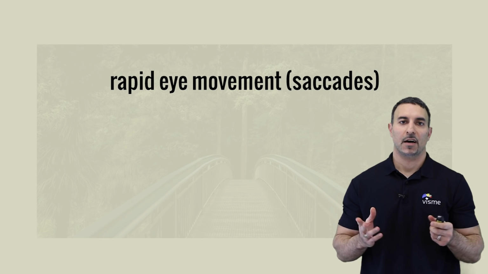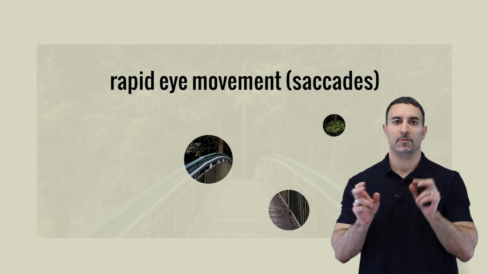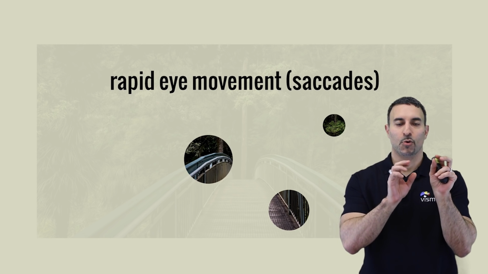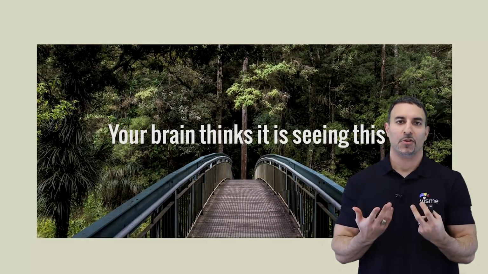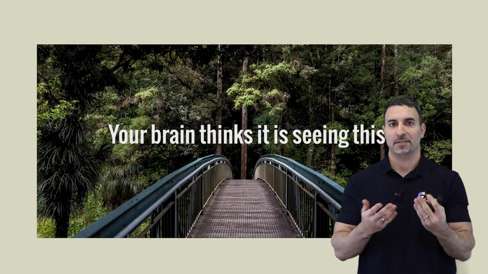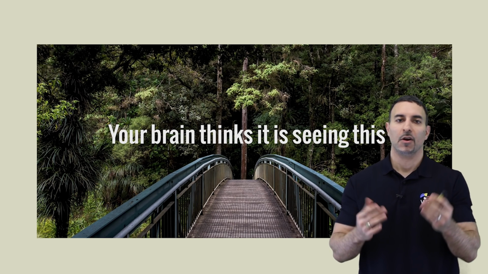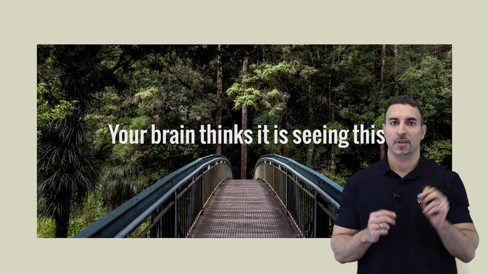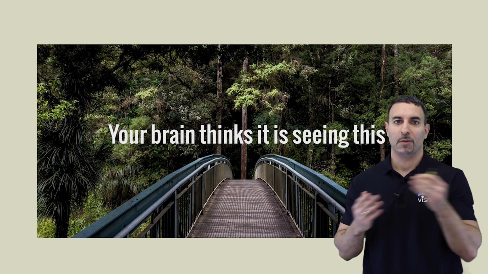Rapid eye movements called saccades, all right? Your eye is very quickly moving to different places in the environment and very quickly grabbing little bits and pieces of information. Your brain thinks it's seeing an actual image, but you're really just absorbing little pieces of it. Right now you're looking at me and you don't realize that you're applying the same thing. Very quickly your eyes go to different places, probably looking at my hair and arms and so on.